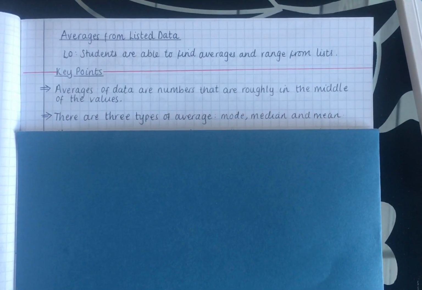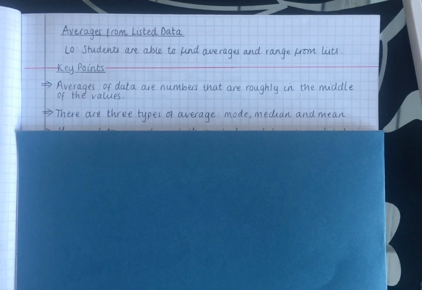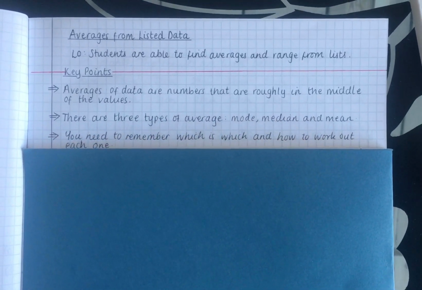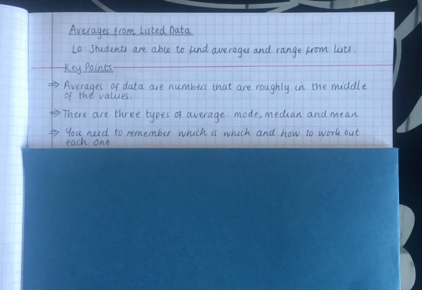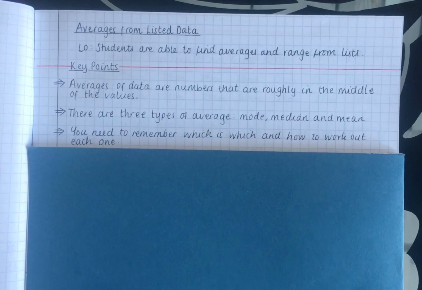There are three types of average: mode, median and mean. You will have heard of these before at primary school. You need to remember which is which and how to work out each one. So you need to memorise that. When it comes to your GCSEs, they won't tell you what's what.